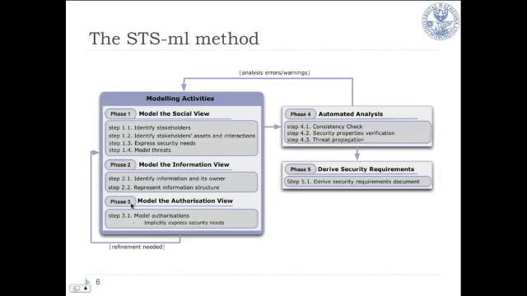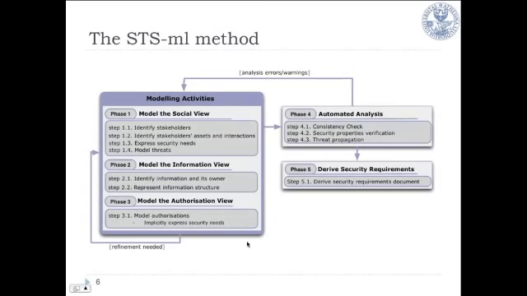In the third phase, we model the authorization. So the focus here is on the third view, in which we capture all the passage of permissions from one actor to the other on what they can perform over information. And here again, we express a set of security needs that are related to information and their manipulation.